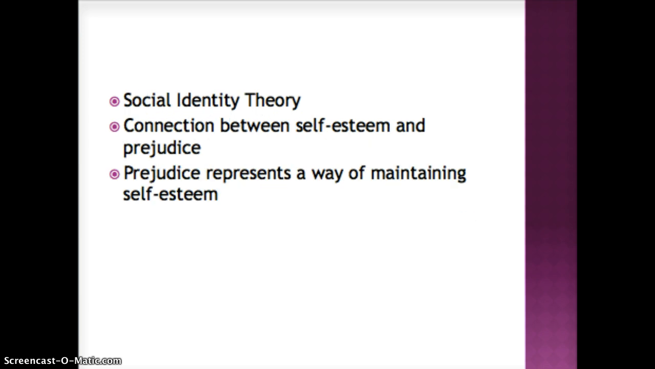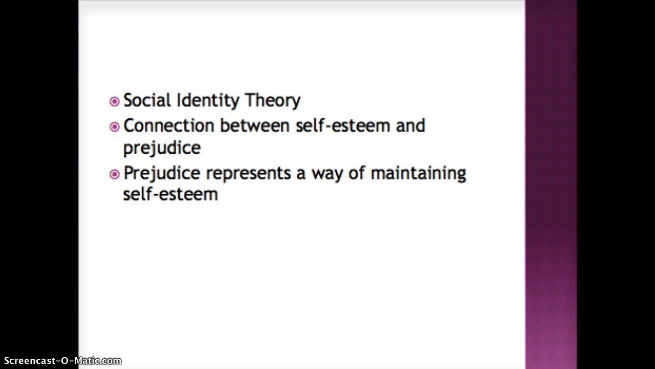Social identity theory is the concept that people maintain their self-esteem in part by identifying with groups and believing that groups they belong to are better than other groups that they don't belong to. Research has demonstrated that when people experience a drop in self-esteem, they are more likely to express prejudice. Prejudice then represents a way of maintaining self-esteem.